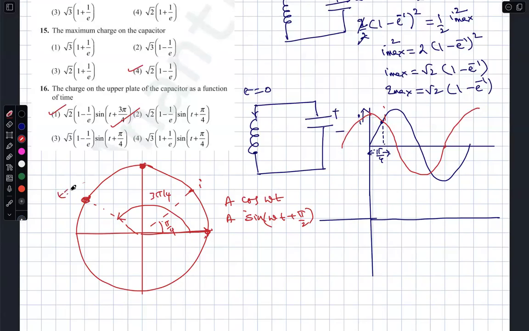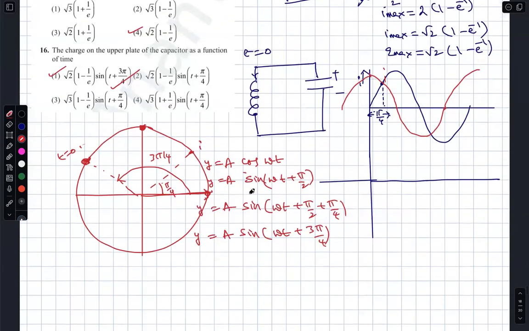Actually, if you take that as the reference, you would have written sin(ωt plus π/2), but it is here at t = 0. So you would have written a sin(ωt plus π/2 plus π/4), which is a sin(ωt plus 3π/4). That's it. Omega, don't check for omega, it is 1 by root LC. L is 1, C is 1. That's all.